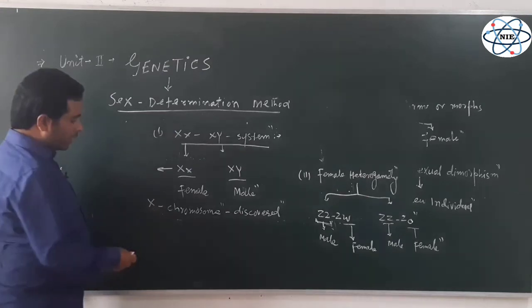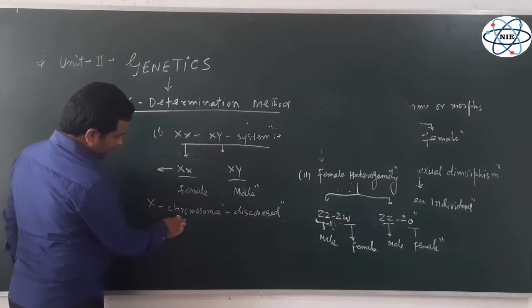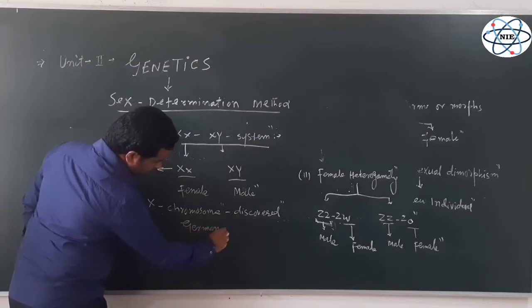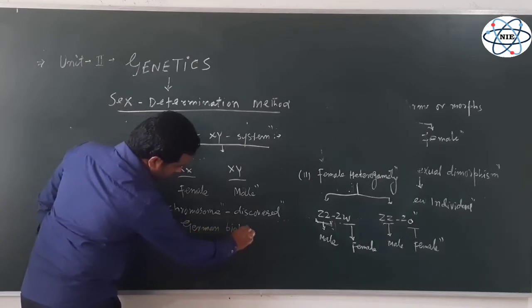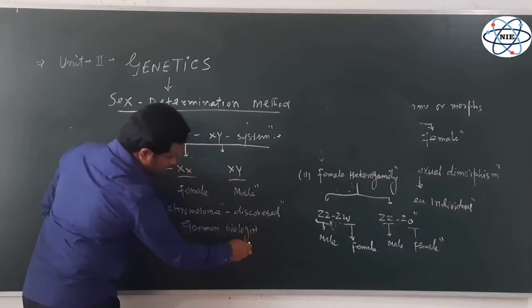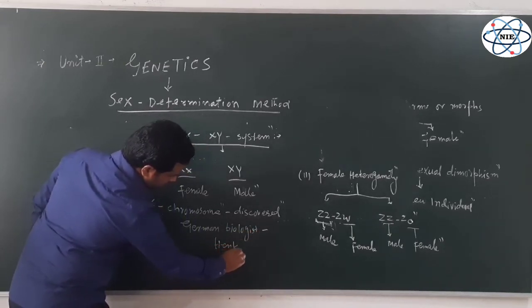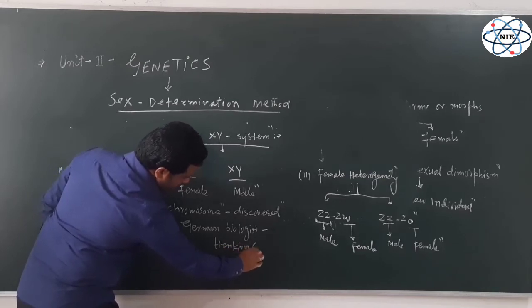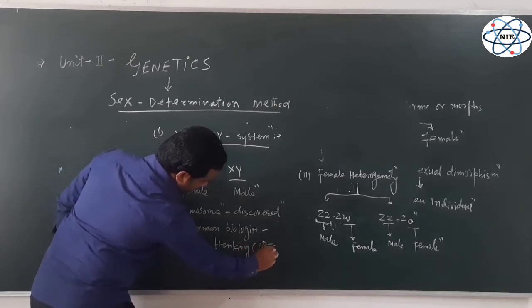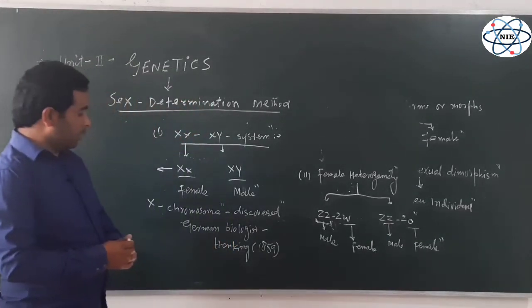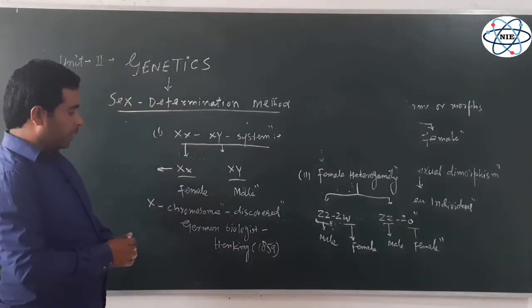The X chromosome was first discovered by a German biologist whose name was Henking, in 1859. It was discovered by Henking, a German biologist, in 1859.